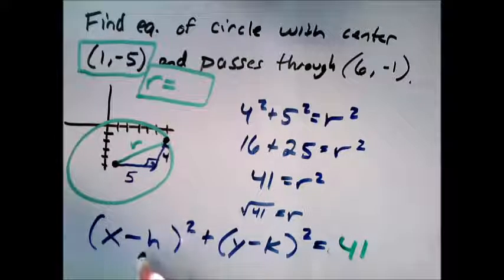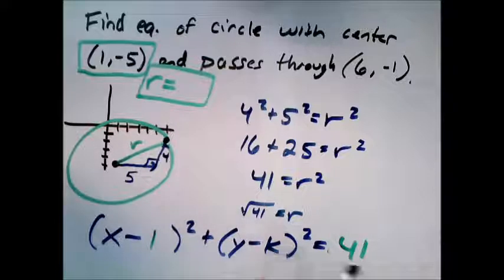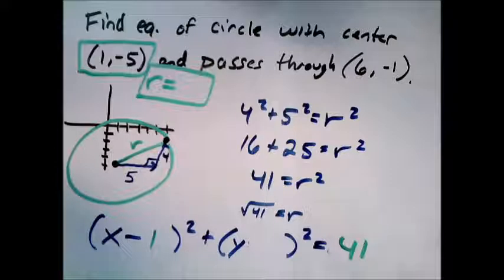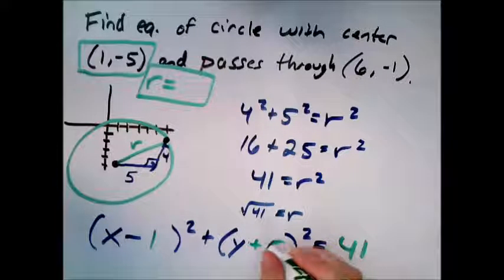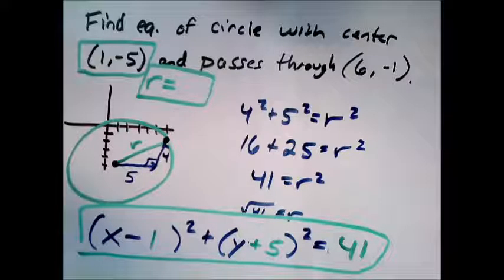And then my center, h is 1, so my x value for my center. And then k is -5. And then watch what happens when I put -5 in here. That's like minus a negative, so it's the same as plus 5. So once I know my center and my radius, there's an equation of a circle.